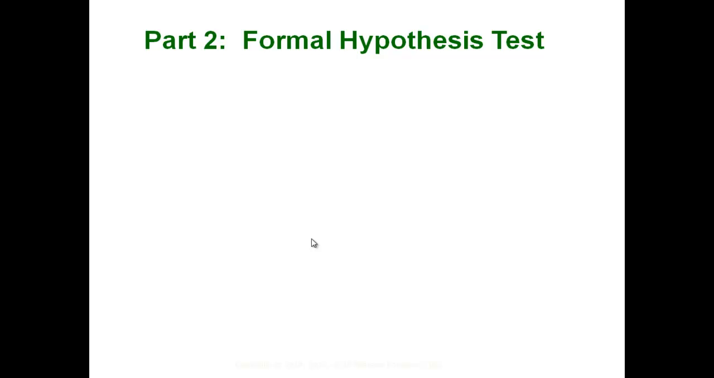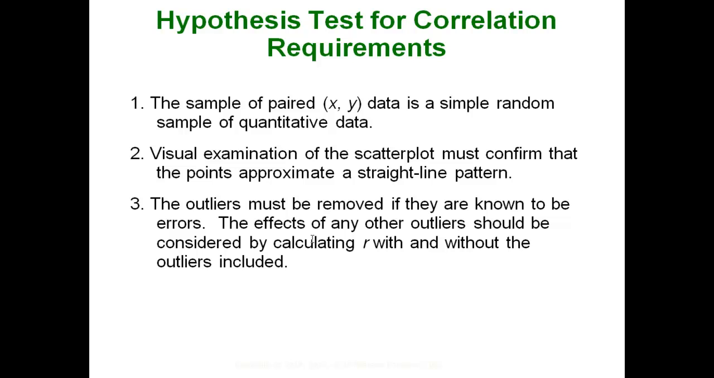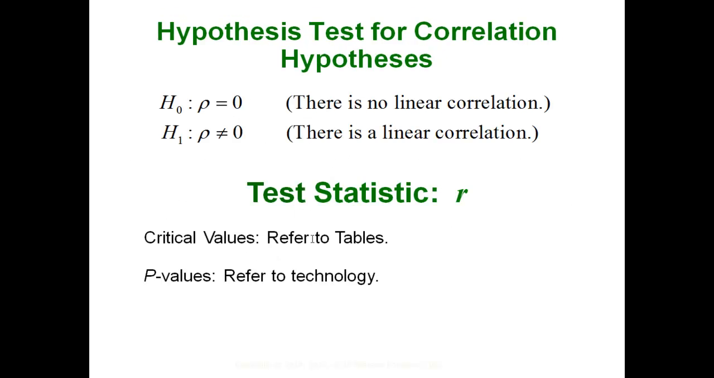Okay, on to the formal hypothesis test that we can run when we do these linear regressions. Some more notation: N is still the N we're used to, R is still the R, and rho is still the rho. So nothing new there. Requirements, just like before: simple random sample, the data have to be paired. You want to run a scatter plot to see that the pattern is somehow conforming to a straight line pattern, and you want to get rid of all of your outliers. So nothing new there either. As I've stated before, here are your simple hypotheses. The null is always that rho equals 0, meaning that there is no linear correlation, and the alternative is always that rho is not equal to 0.